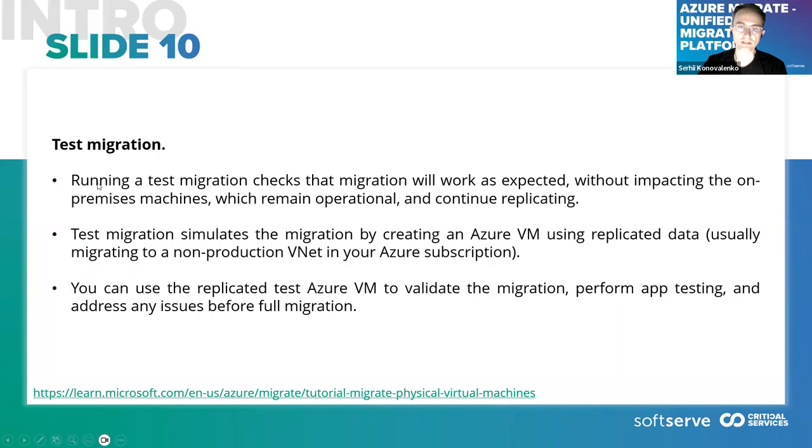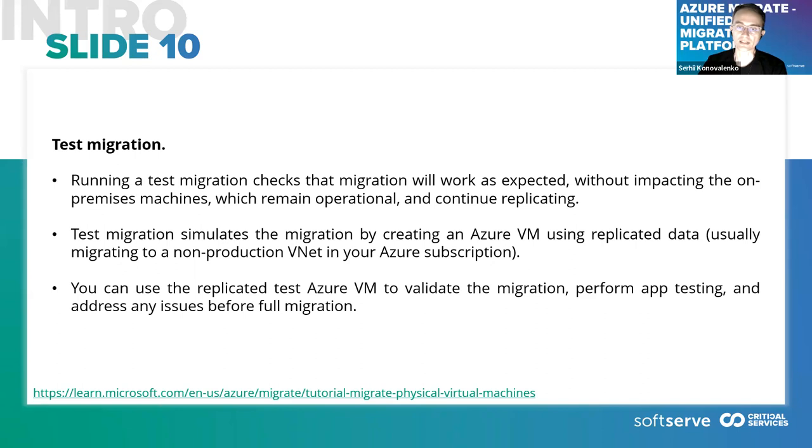Test migration is a really useful feature that Azure Migrate provides us. During test migration, we are able to check and validate our migration process itself. So we can test and verify some unknown issues that might happen during migration. For instance, we have some limitations or quotas or restrictions, firewall, and we will see that during test migration.